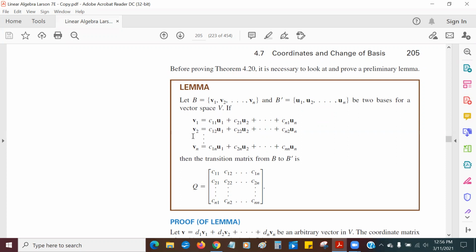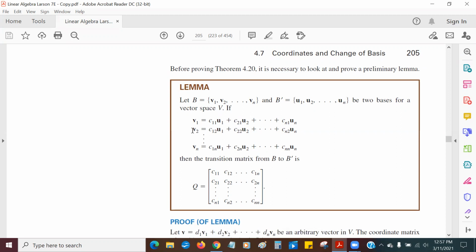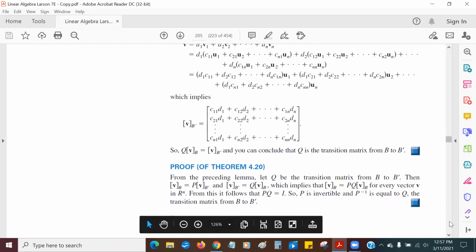If I could express V1, V2, Vn, the B vectors, in terms of the U vectors, because each V vector is a linear combination of the various U vectors, well, these scalars here are going to form the transition matrix. But notice it's not in the same order. Notice that here it's C11, C12, C1n, which is what you have here in the column, C11, C12, C1n. So this Q is actually sort of the transition matrix of the coordinate matrix of these coordinates. And we use that to prove 4.20.